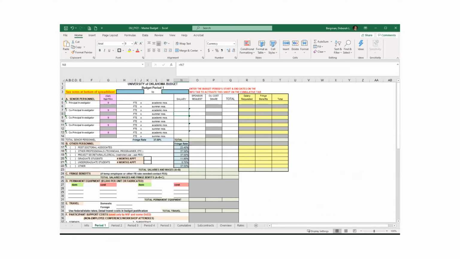The basic budget template is set up for a proposal of 5 years in a research team of up to 5 people. If you need a template that will accommodate more people or more years, just contact your PDS and they can provide one for you. Now I'm going to switch over to Excel so we can go through a demonstration on how to complete the budget template.